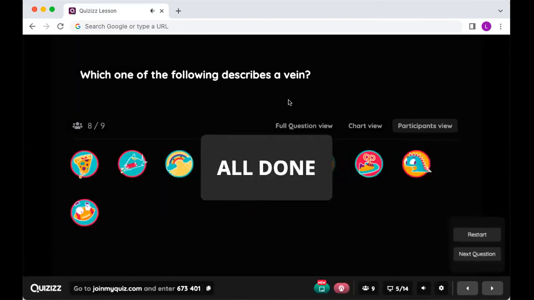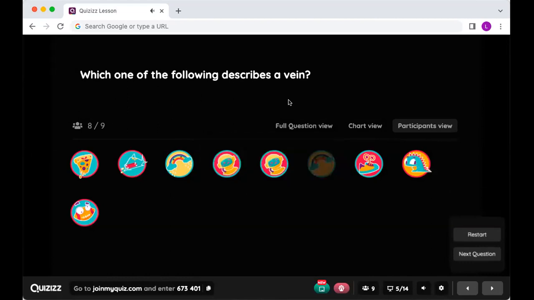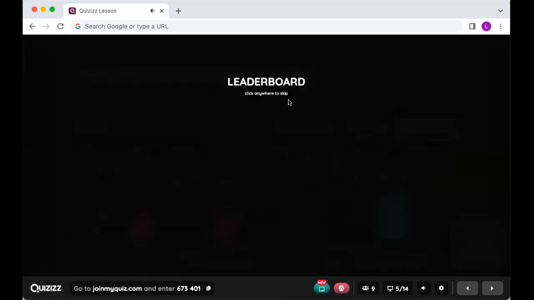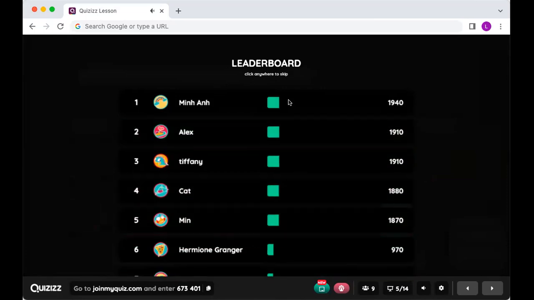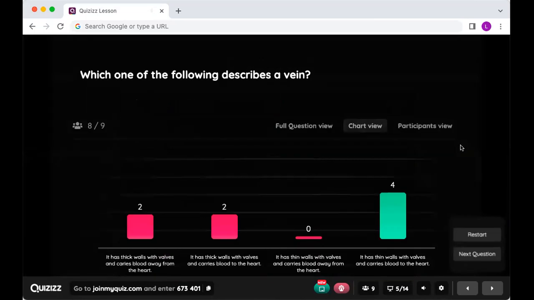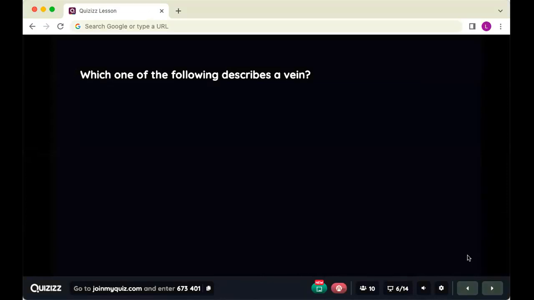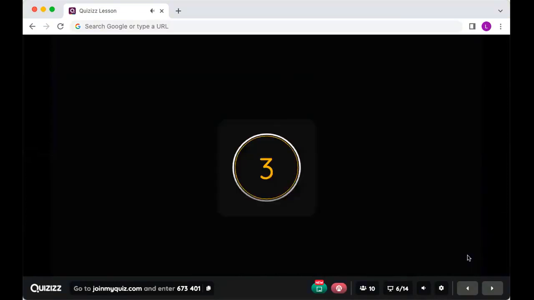Let's see who got it correct. All right, we have Minna on top, Alex and Tiffany in the top three. The correct answer is it has a thin wall with valves and carries blood to the heart. All right, next question. In 3, 2, 1, go.